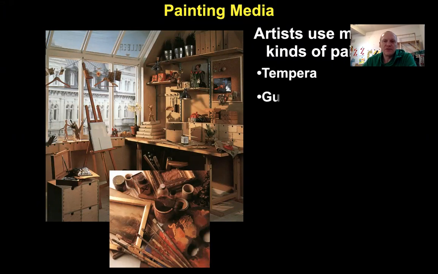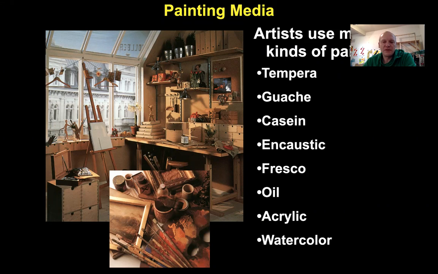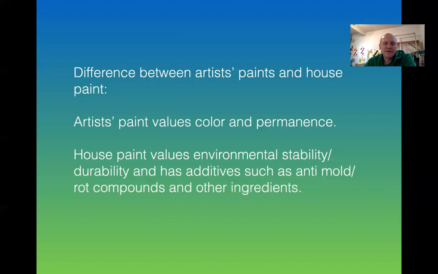There's tempera paint, which you've probably heard of, gouache, which is a designer's paint, casein, which actually is a paint made out of milk, encaustic, fresco, oil paint, acrylic paint, watercolor paint, kind of everything. And the big difference between artist paints and house paints: artist paint values color and permanence, and house paint is more about environmental stability and durability. It's got additives like anti-mold and rot compounds and other ingredients.